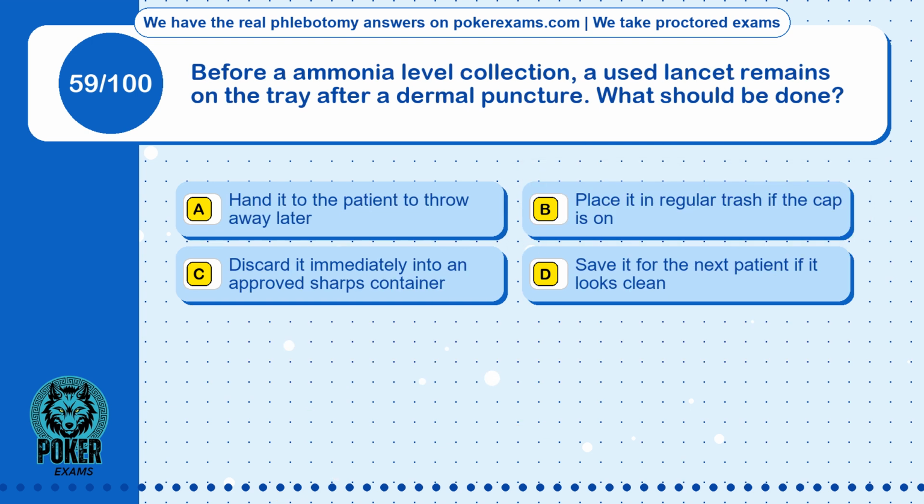Question 59. Before an ammonia level collection, a used lancet remains on the tray after a dermal puncture. What should be done? Option A, hand it to the patient to throw away later. Option B, place it in regular trash if the cap is on. Option C, discard it immediately into an approved sharps container. Option D, save it for the next patient if it looks clean.